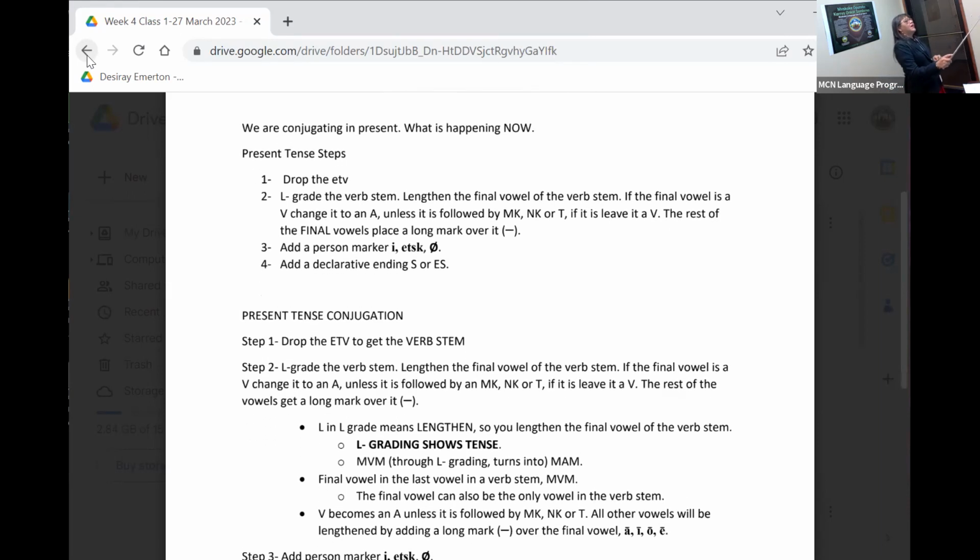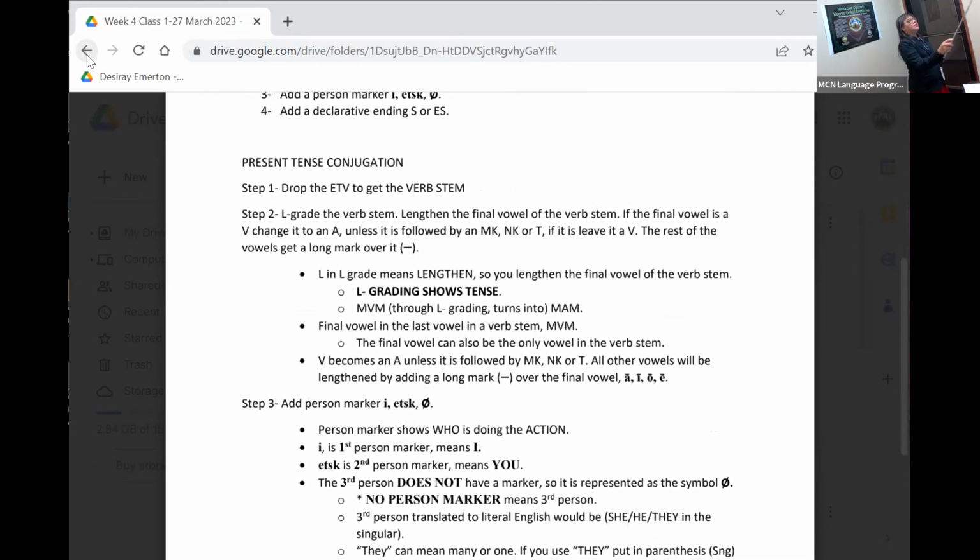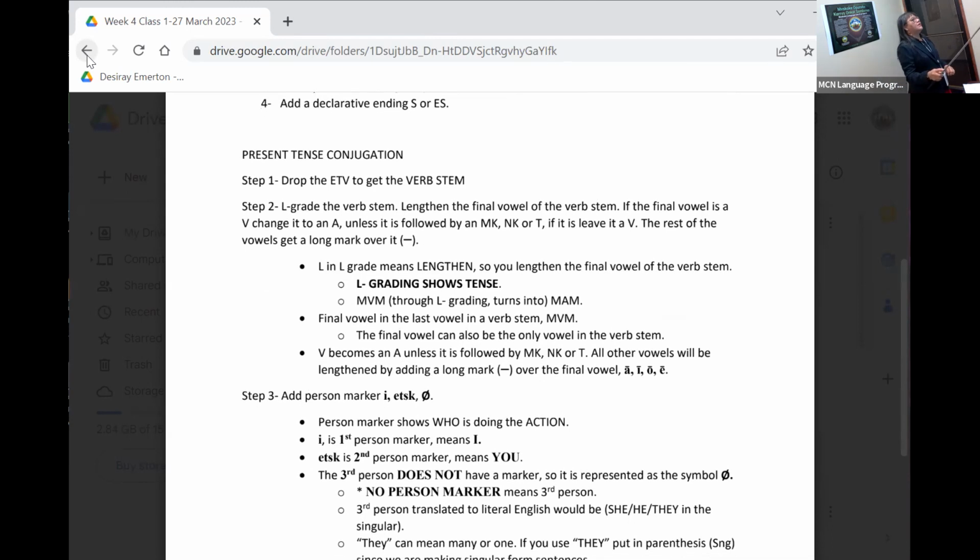Number 3 is add the person marker: I, which is I; it's is you; and nothing is he, she, it, or they, singular. And number 4, add the declarative ending S or ES. And like I said, you don't put 2 vowels together, so that's when you know that you just add the S instead of the ES.